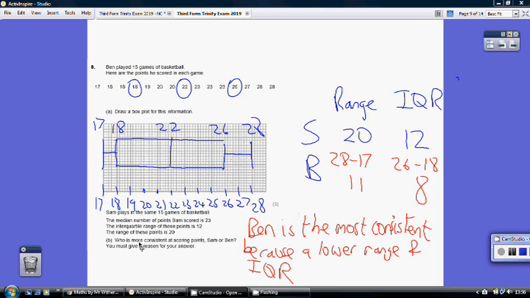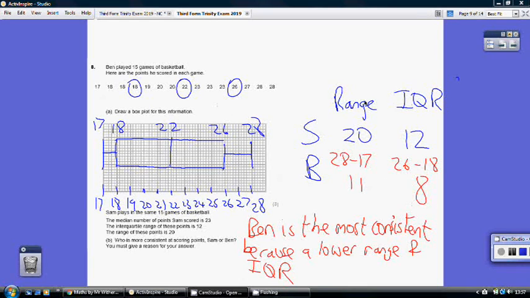Now for part B, we're being asked who is the more consistent between Sam and Ben. Now to measure consistency, we use either the range or the interquartile range. So what I've done over here, I've just set up a little table. So Sam's range is 20, we're told it's 20, and his interquartile range is 12. Now with Ben, his range goes from 28 to 17, which is 11, and his interquartile range goes from 26 to 18, which is 8.